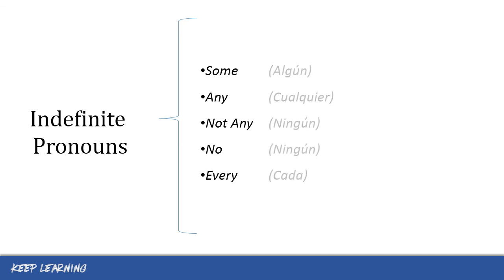Indefinite pronouns. The indefinite pronouns are pronouns that don't give you specific information, hence the name indefinite, right? They are these ones: some, any, not any, no, and every. The best way to understand them is that some means algún, any, cualquier, not any, ningún, no, ningún, every means cada. If you understand them like this, you have 90% of the way.